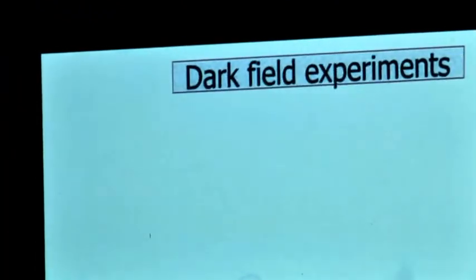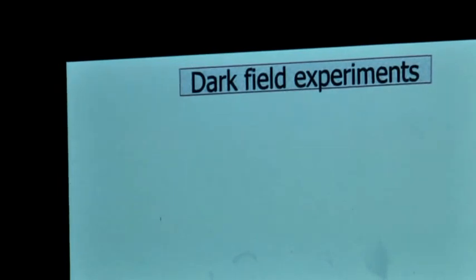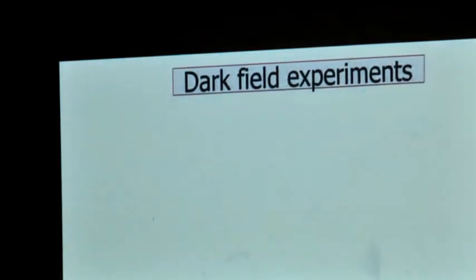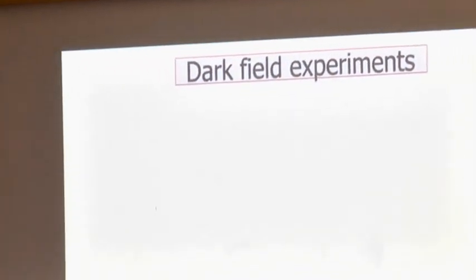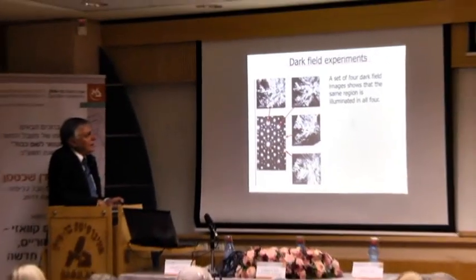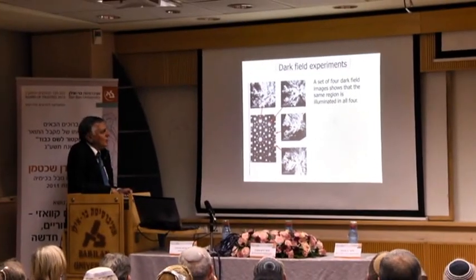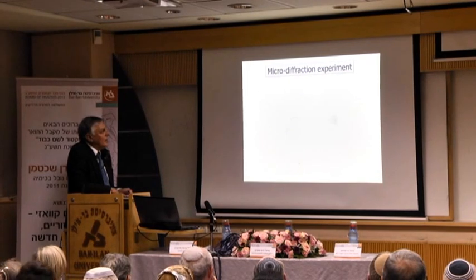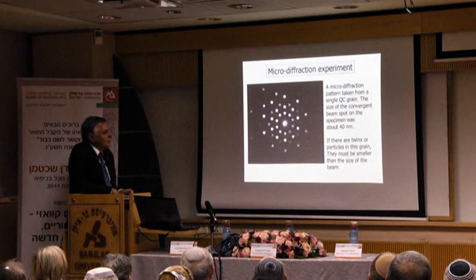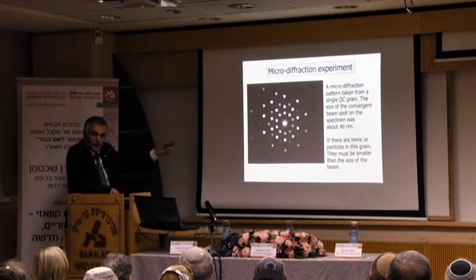Okay, so I performed a series of experiments. I will skip the details of these experiments for the sake of time. One is called a dark field experiment. I was looking for twins, no twins. Couldn't find twins. I did a micro diffraction experiment, looking for twins, no twins. All this was done on day one. Everything here is on that page from day one.